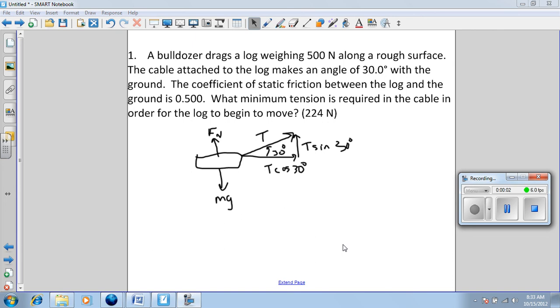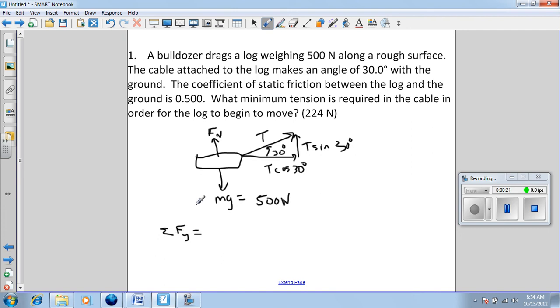Okay, so here we're pulling at an angle. We know the weight this time, the log, is 500 newtons. We have to resolve T into the x and y components. So the y equation, in this case, will be a good example. We'll see where weight and Fn are not the same.